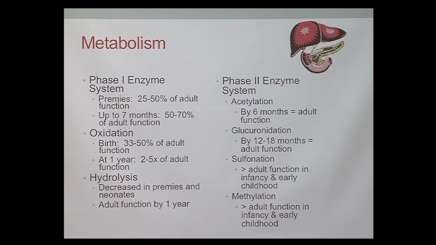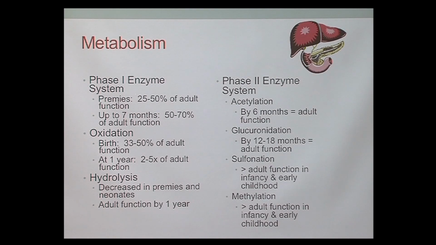Okay, so next we look at metabolism. Metabolism in the liver deals with both phase 1 reactions and phase 2 reactions. Phase 1 reactions include oxidation, hydrolysis, and dealkylation. Phase 2 reactions include acetylation, glucuronidation, sulfonation, and methylation. I'm not going to go into the true details of each one of these. However, you can tell that it takes time to get to mature levels. It takes nearly 6 to 12 months for each of these different systems to be at full effect.